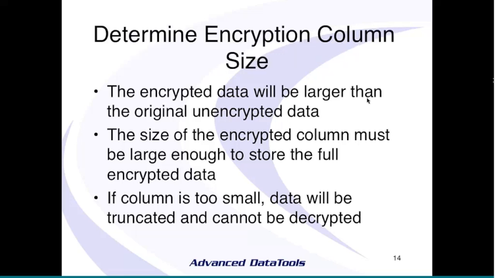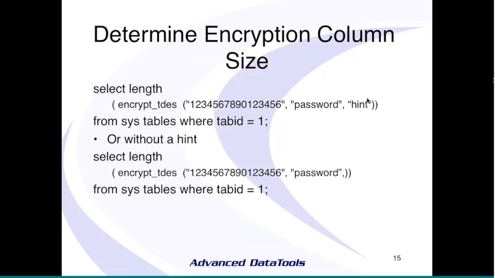Now, the way to figure out how big your column is to just do a select length and encrypt something with the password, and if you want to, the hint you're going to use, from systables where table ID = 1. And this will tell you how many bytes or how big you need to make your column. And I tend to say always make it bigger, because you do not want your data to ever be truncated. And it will be different. If you have a 10-character string, the size of that encrypted data is going to be different from an 11-character string. So you've got to very carefully look at your string sizes and make sure that the encrypted column is big enough to hold what the data will be.